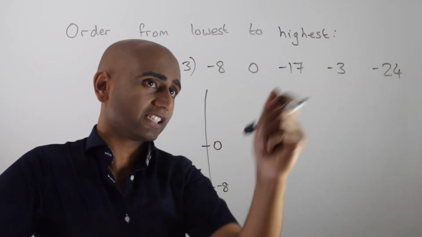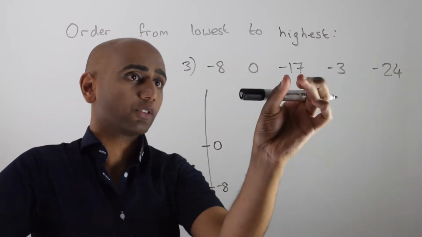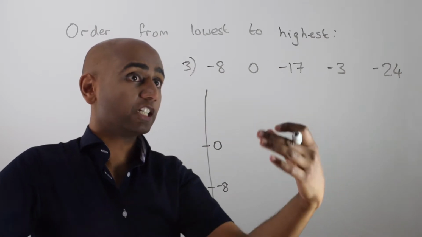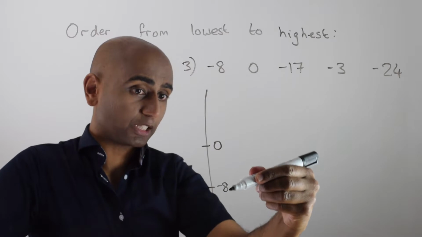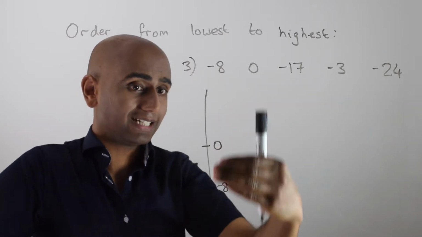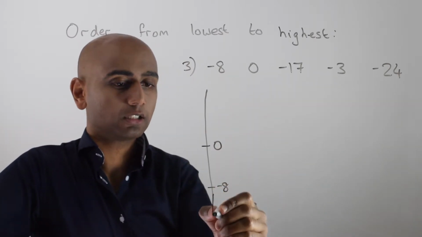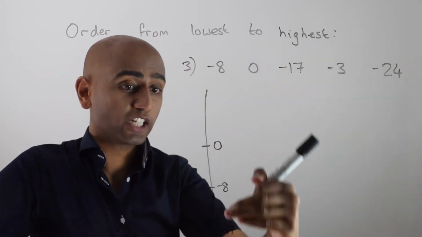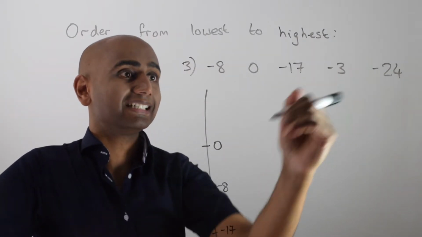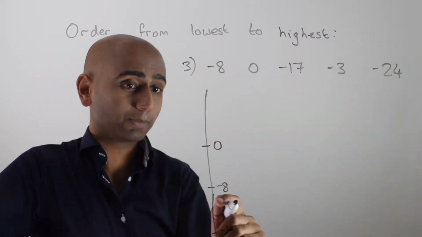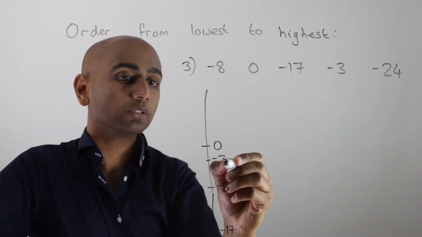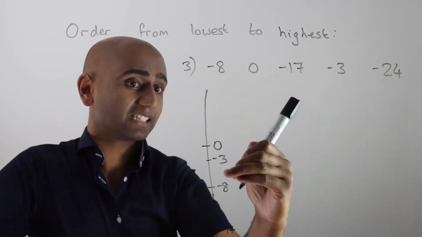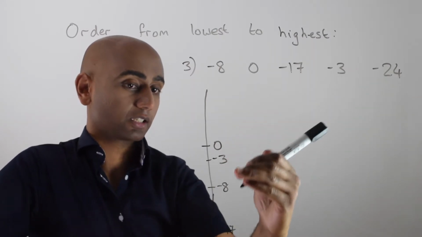We've got our 0, let's think about -17. Now 17 is a 2-digit number, which makes it bigger than 8. So 17 steps below is further below than 8 steps below. So -17 would be somewhere down here. It's further below. -3 is only 3 steps below 0, and that is not as far down as 8 steps below 0, or negative 8. So negative 3 is a greater number than negative 8.